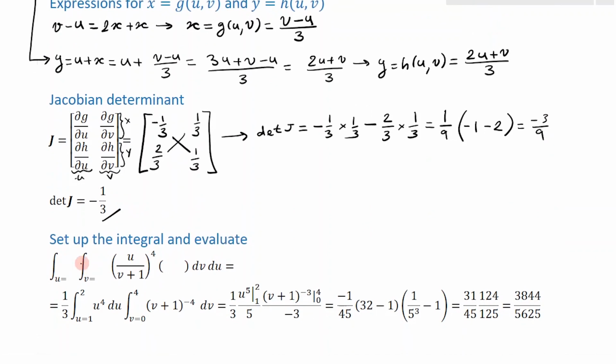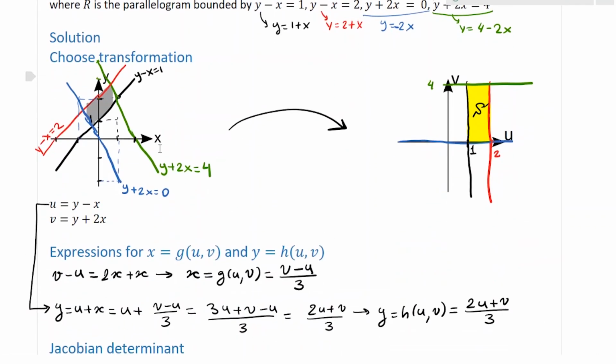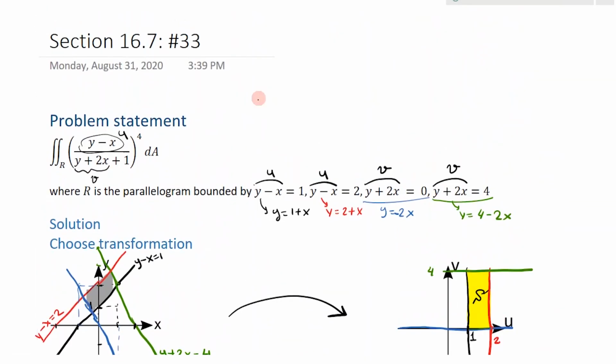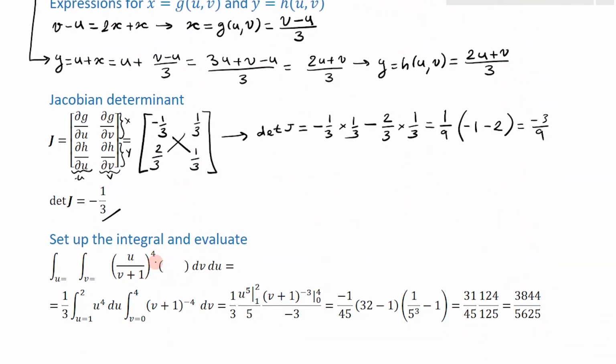Next is to actually set up the integral and evaluate it. For the integrand, we determined that it was u over v plus 1 to the fourth. That's what I wrote here, u over v plus 1 to the fourth. Now, we need to write the correct differential area, and the correct differential area would involve the magnitude of the Jacobian. So it's the absolute value of the determinant of the Jacobian matrix. So it's this guy.